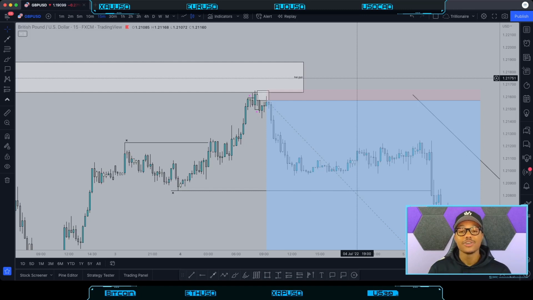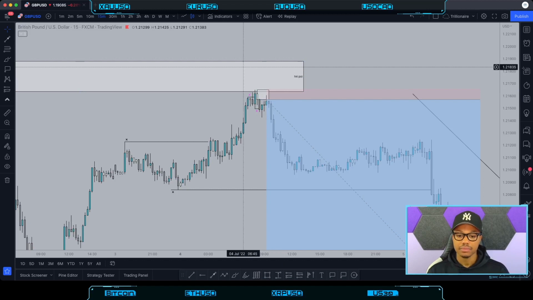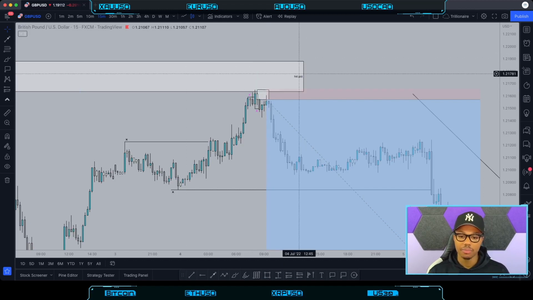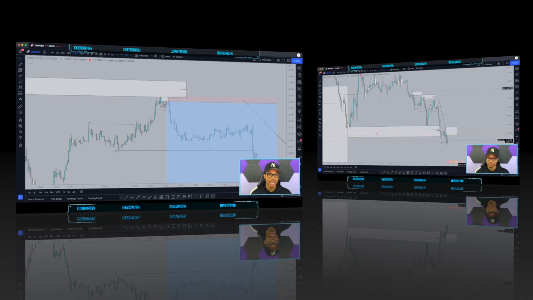All right, so now that we are on our micro M15 time frame, let's actually break this down. Let's see what's going on the charts, how we could have taken advantage, things like that. So we can see that price mitigates this H4 POI here within this area. Once price mitigates this POI, we're essentially just looking for a transition of supply and demand. That's pretty much it.